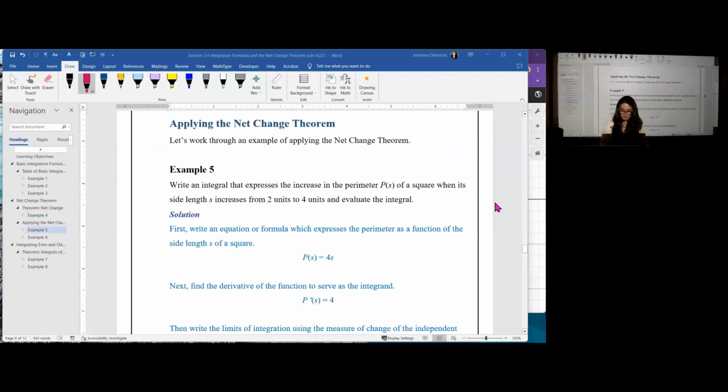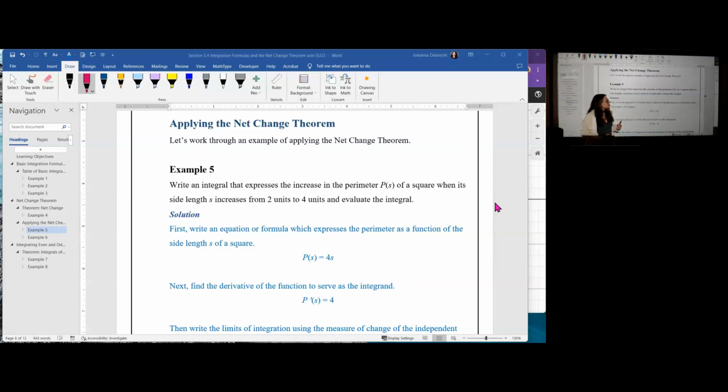Let's now work through another example of applying the net change theorem to find this change by integrating a rate of change of a function. In example 5, we want to write an integral that expresses the increase in perimeter of a square when the side length s is increased from 2 units to 4 units, and then we'll evaluate the integral. Now, obviously, we could just simply write the box and compute it by hand, but we want to learn the method of using calculus to solve these problems.